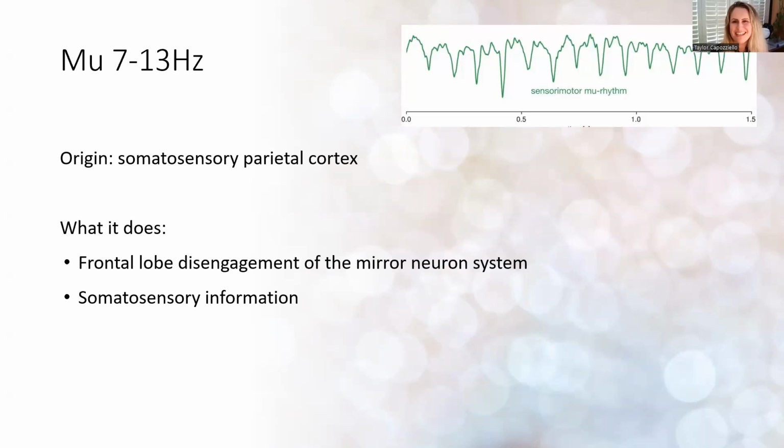Mu, which is an alpha band, is totally different. It comes from different areas. It comes from the somatosensory parietal cortex. It's involved in frontal lobe disengagement of the mirror neuron system and somatosensory information. Mu is in the alpha band, but it is an arch-form or comb-shaped rhythm, and it also decreases as a person becomes drowsy.